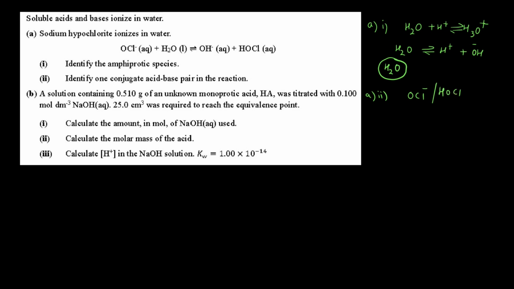So OCl negative is acting as a base because it is accepting a proton, and HOCl is its conjugate acid. Another pair can be water and OH negative. So water is losing a proton and forming OH negative. So water is acting as an acid and OH negative as a conjugate base.